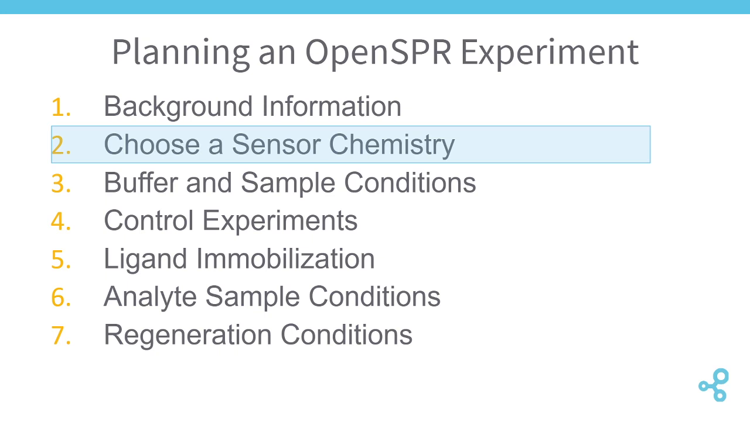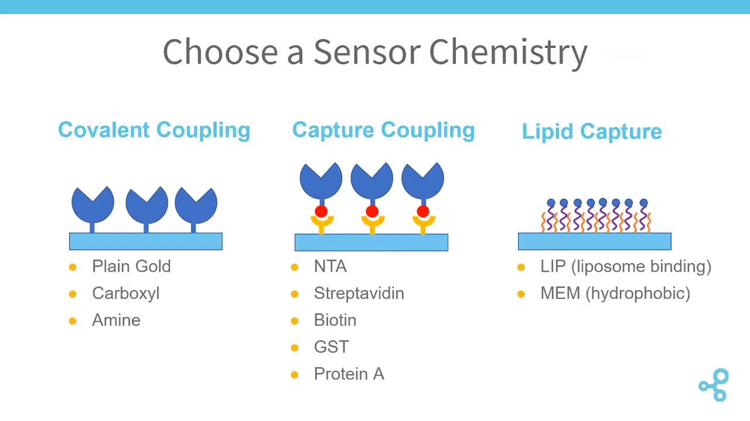So after we've gone through our literature search, this will lead us nicely into deciding which sensor chemistry we want to use for our experiment. There are quite a variety of different flavors, as we will call them, of sensor surface chemistries that we can use. Hopefully after you've gone through that literature search, you'll be able to decide which molecule you want to use as your ligand and which as your analyte. Then, depending on what tags you have or if it's a protein, this will determine what type of chemistry we want to use. So the three flavors are covalent coupling.